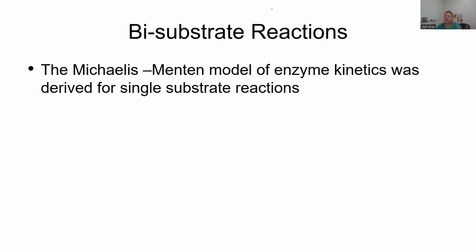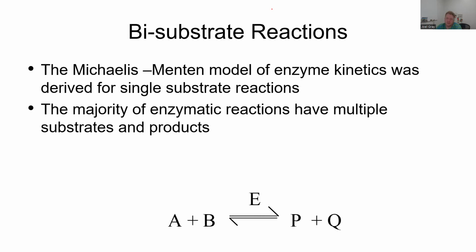Most of the time, when we talk about an enzyme, we've talked about a couple of enzymes that are bi-substrate, meaning they have at least two substrates. The Michaelis-Menten model of enzyme kinetics was derived for only one single substrate, but the majority of enzyme reactions have multiple substrates and products. One example we've looked at quite often is the enzyme hexokinase, which utilizes ATP and glucose, so it's utilizing two substrates.